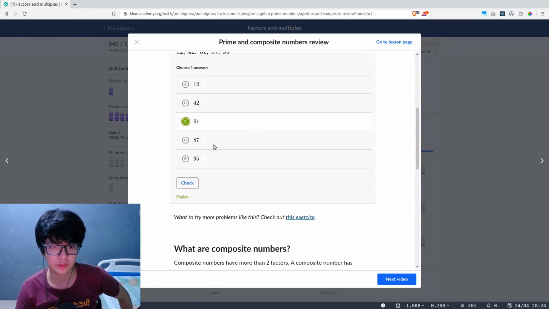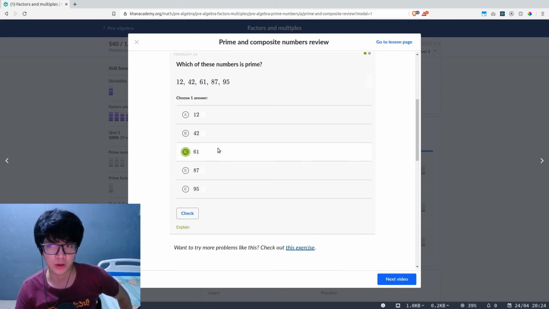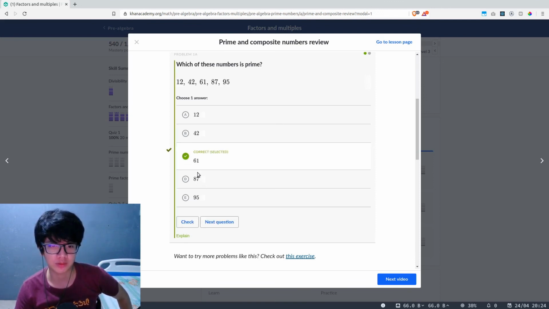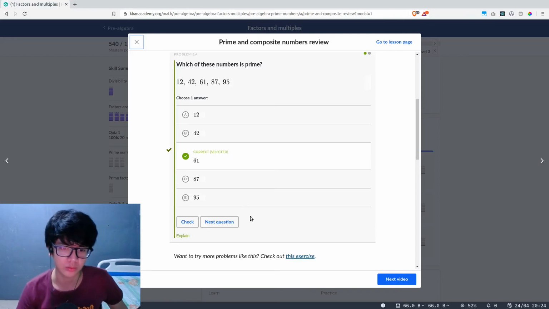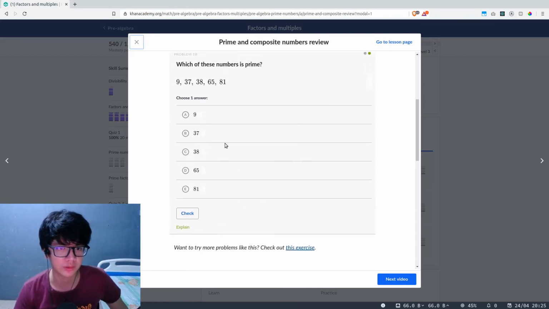61 is... 97 could be. I think 61 is a prime. Could be either of these two. Let's see, 87. It's going to be divisible by 3, right? What's 87 divided by 3? 29. Wow, it's very exotic. It's prime. 37 could be.